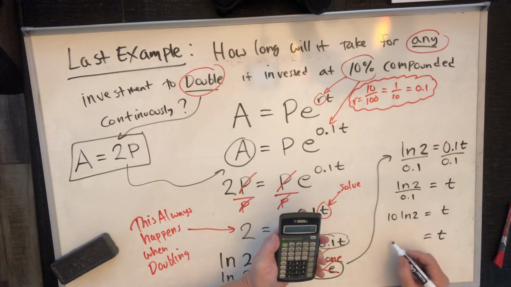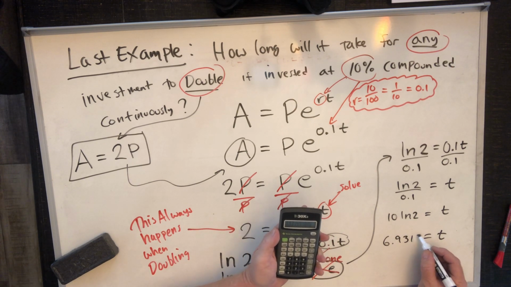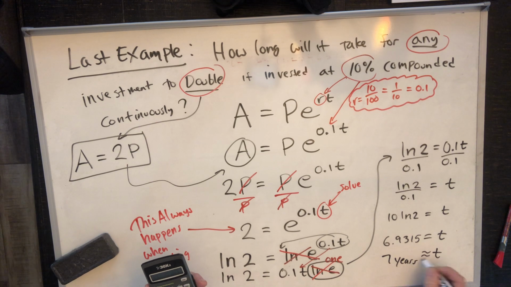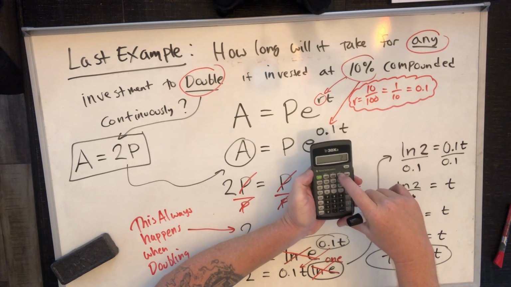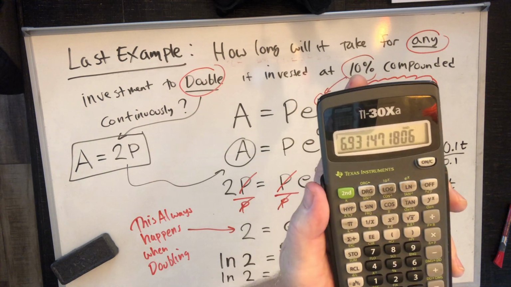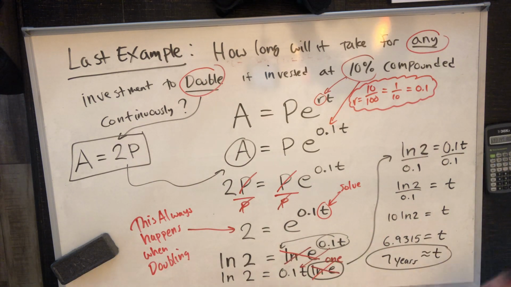That comes out to be 6.9315. I'm rounding. It's approximately 7 years. You can also do it this way. ln of 2 divided by 0.1, and you still get the same value, 6.9315. For your homework, why don't you go ahead and just enter 6.9315, but keep in mind that it's about 7 years.